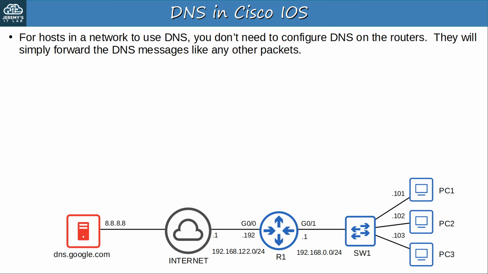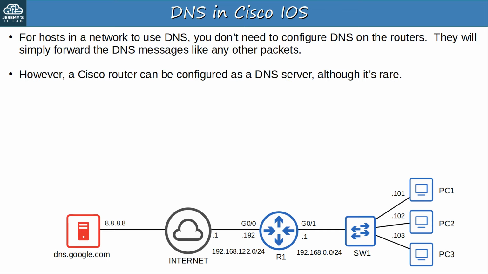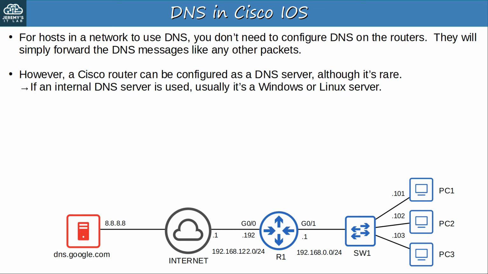Let me repeat. For hosts in a network to use DNS, you don't need to configure DNS on the routers. They will simply forward the DNS messages like any other packets. However, the Cisco router itself can be configured as a DNS server, although it's rare. If an internal DNS server is used, usually it's a Windows or Linux server. By internal, I mean a DNS server in the local network, not a public server like Google's. Also, a Cisco router can be configured as a DNS client, so you can execute ping and other commands using names instead of IP addresses.